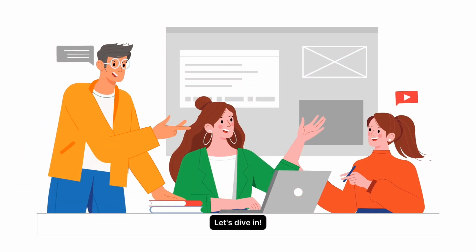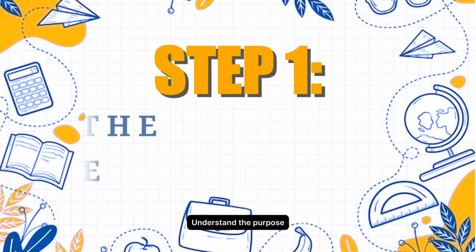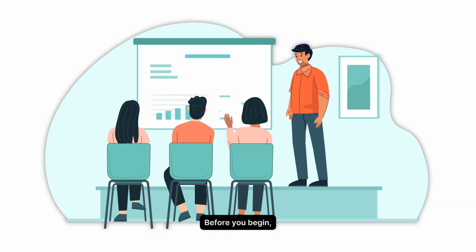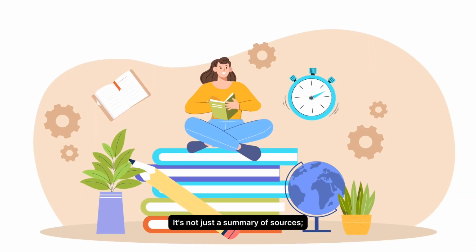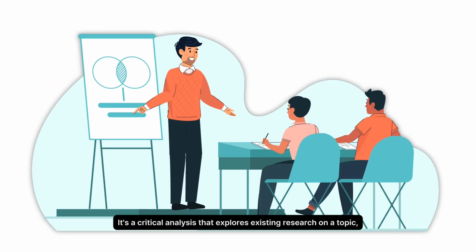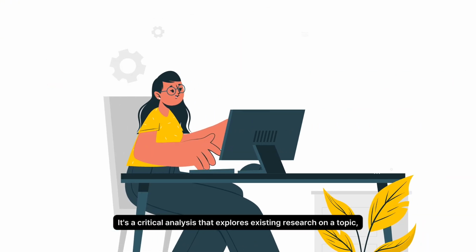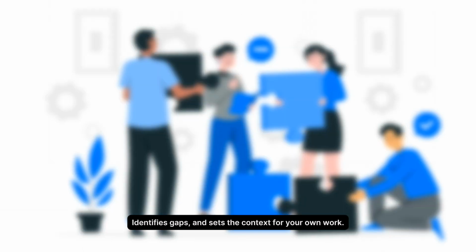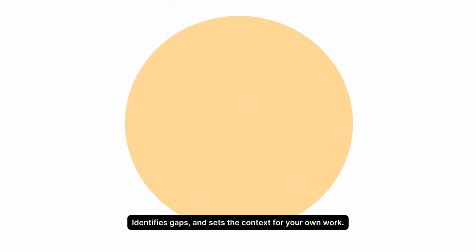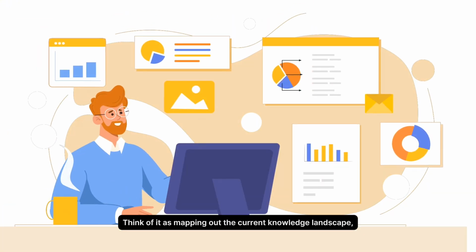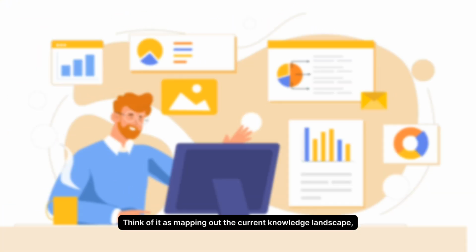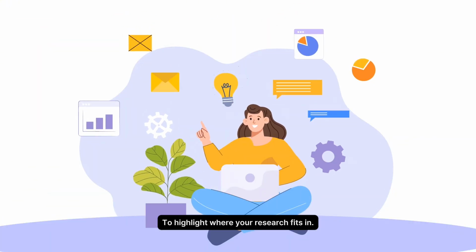Let's dive in. Step 1. Understand the purpose. Before you begin, it's essential to understand what a literature review is. It's not just a summary of sources, it's a critical analysis that explores existing research on a topic, identifies gaps, and sets the context for your own work. Think of it as mapping out the current knowledge landscape to highlight where your research fits in.